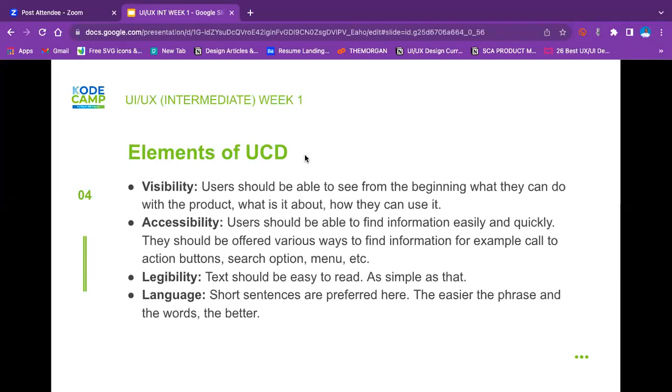Now we have accessibility, sorry. Users should be able to find information easily and quickly. So that's why your information architecture is also very important. From information architecture, I tell people that before you actually build any product, there are certain things you need to consider. When we get to the research part, we'll talk about all of those things.